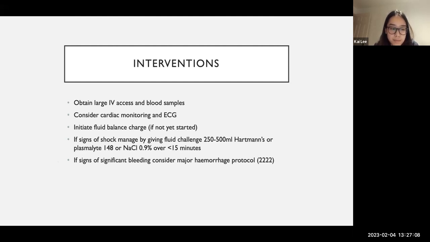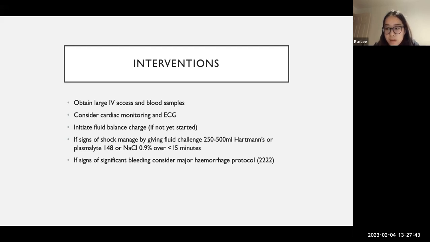Some other things you want to think of are cardiac monitoring, like an ECG. And if there's any signs of significant bleeding at this point, you want to consider calling 2222 and initiating the major hemorrhage protocol. It's also important to note that despite initiating the major hemorrhage protocol, if you're still worried about the patient at the time, you still have to put out another call to call for the adult resuscitation team so they know to come over to give you a hand.